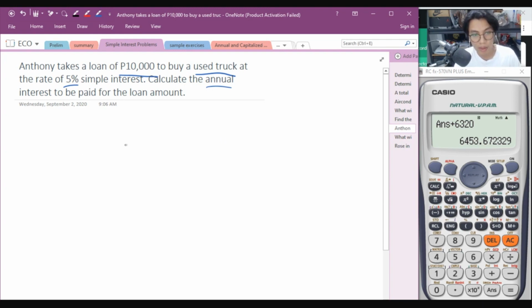Okay. So, N mo dyan, annual eh. Annual, nakalagay dyan, annual. Hindi 1 year. 1 year only. So, N, hindi natin alam kung hanggang kailan niya babayaran. Pero meron kang tinanong dyan, calculate the annual interest.